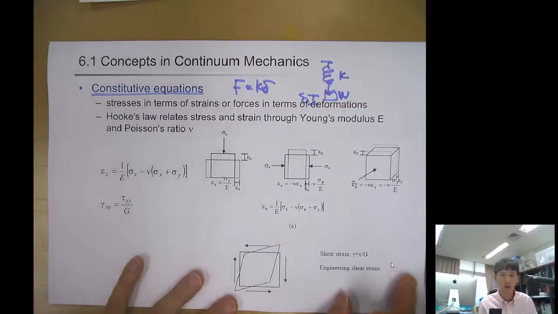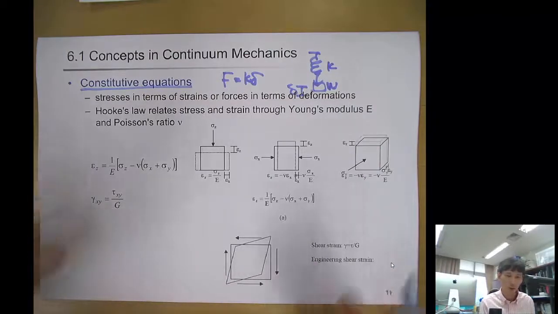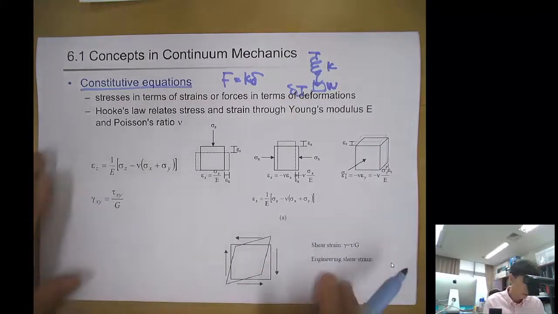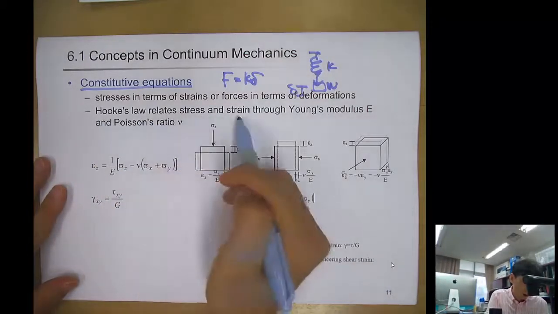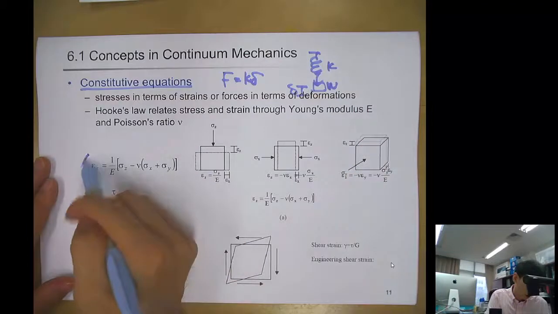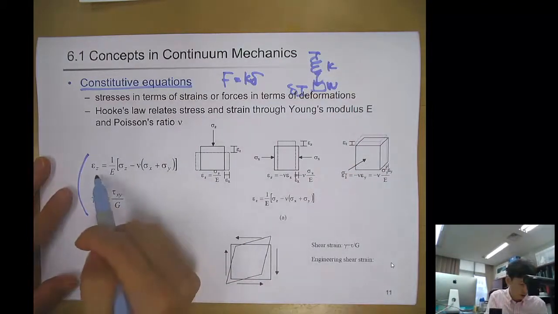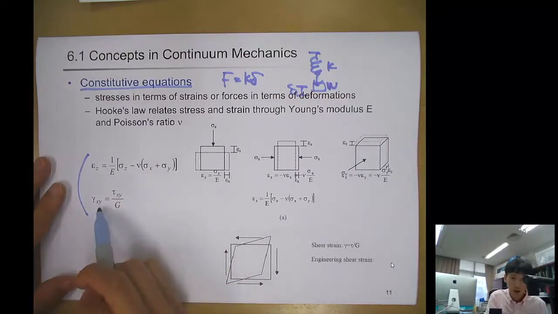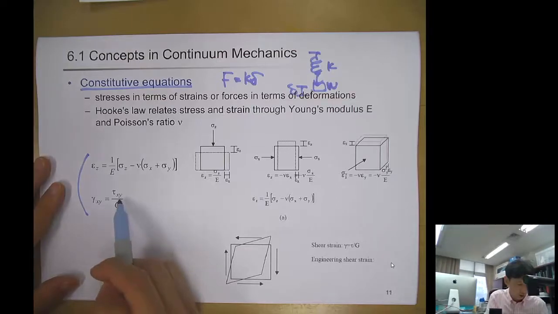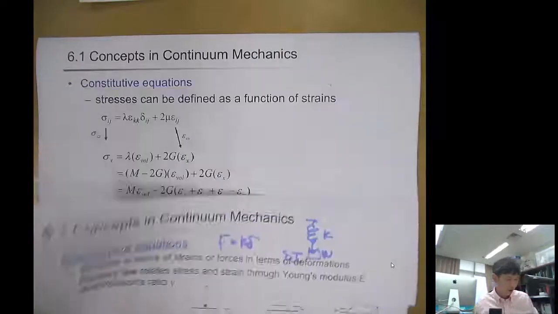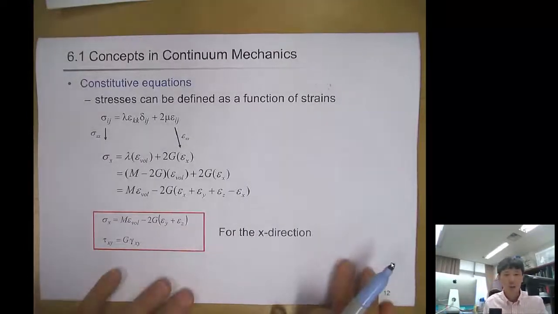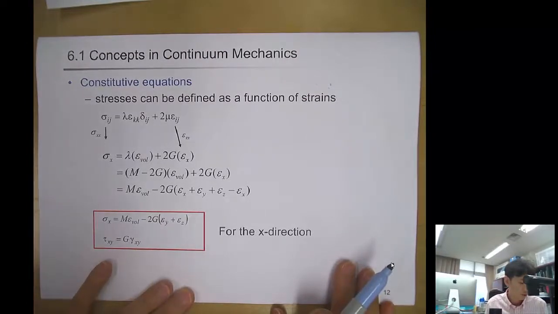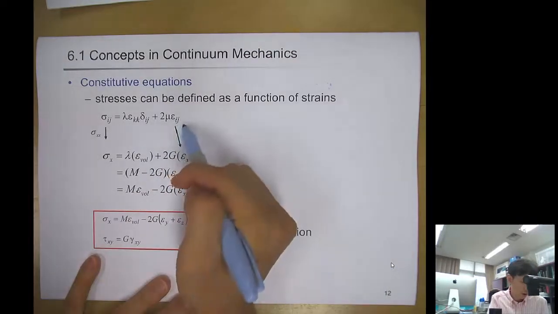And we can expand this kind of concept for the stress and strain relation. So Hooke's law relates the stress and strain through Young's modulus and Poisson's ratio. The result is this: epsilon z is related to sigma z and sigma x and sigma y. And shear strain xy is related to shear stress tau xy with the shear modulus G. And you can express Hooke's law, the elastic constitutive equations, using tensor notation like this.